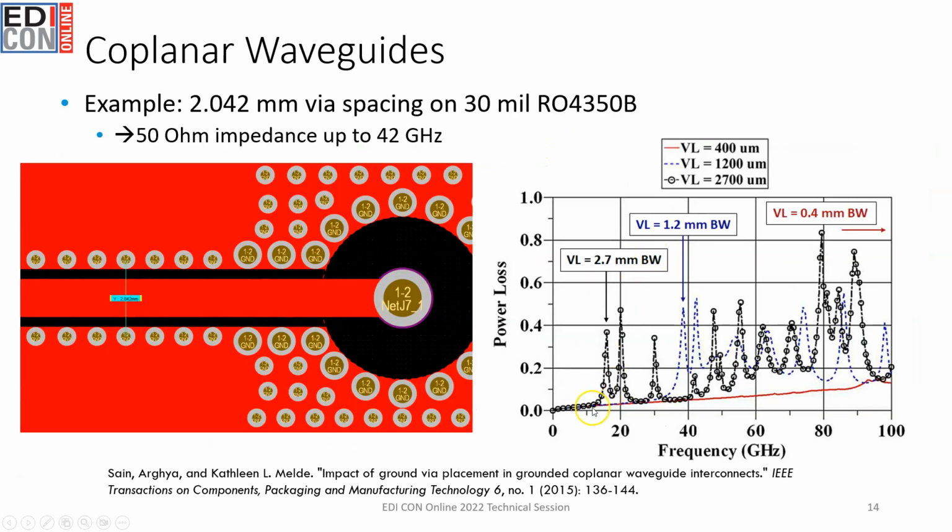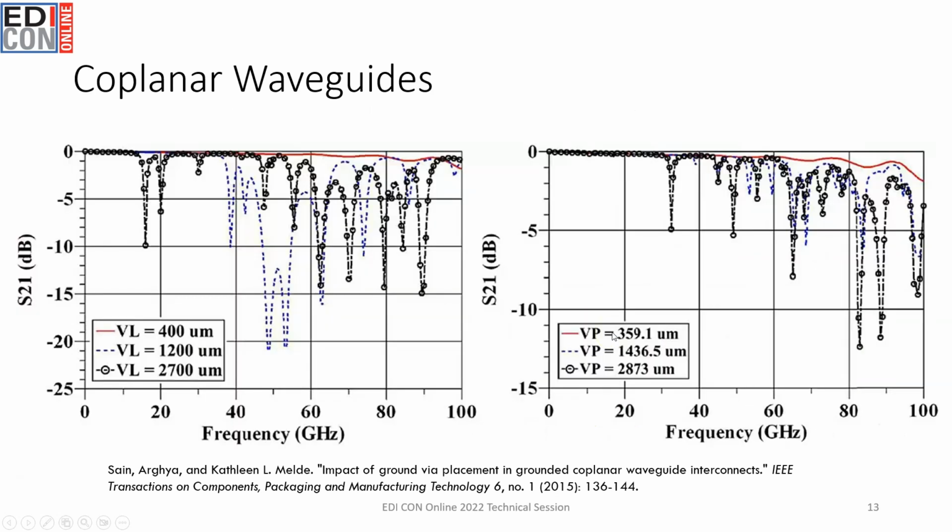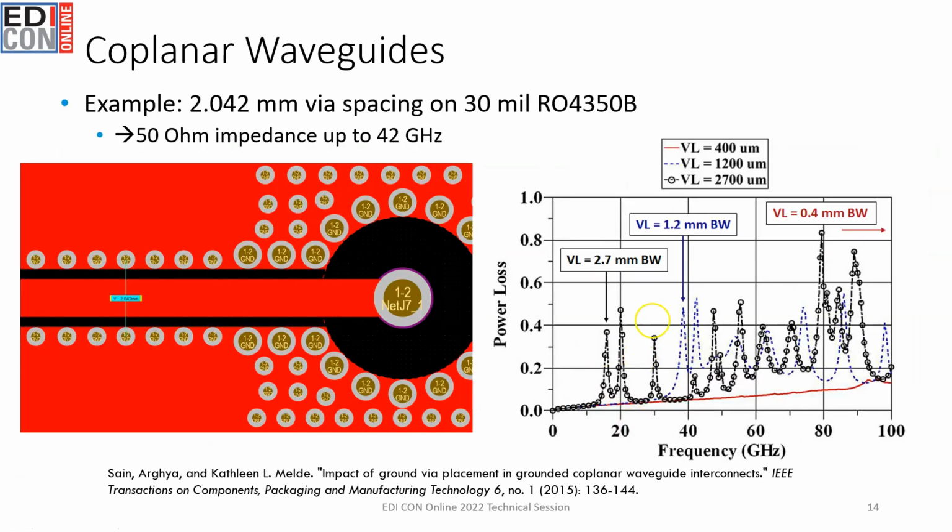And then what happens is you end up having a power loss curve that can be calculated from this S21 data. So this is the corresponding power loss data. But from this data, you can then define a bandwidth for this structure. So just over here on the left, we have a structure that we have designed in the past using 30 mil Rogers 4350B laminates, and with 2 millimeter via spacing, you have reliable 50 ohm impedance propagation up to about 42 gigahertz, and this is going into an SMD connector here on the right hand side.